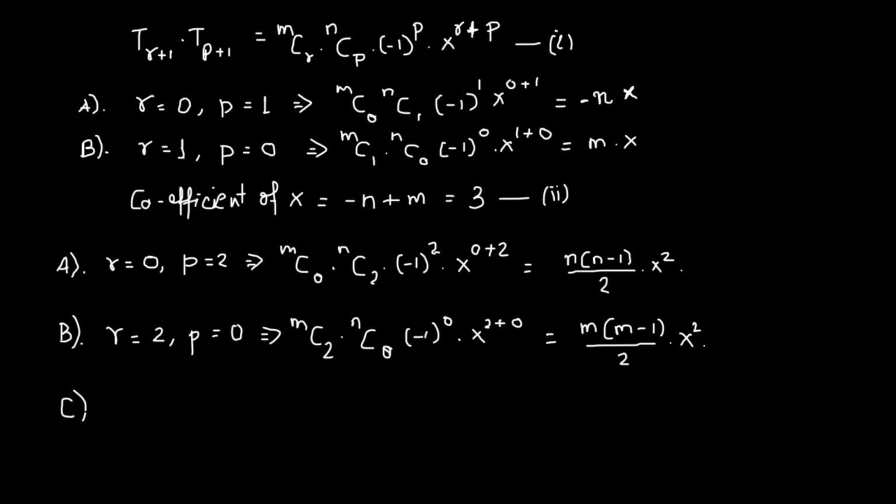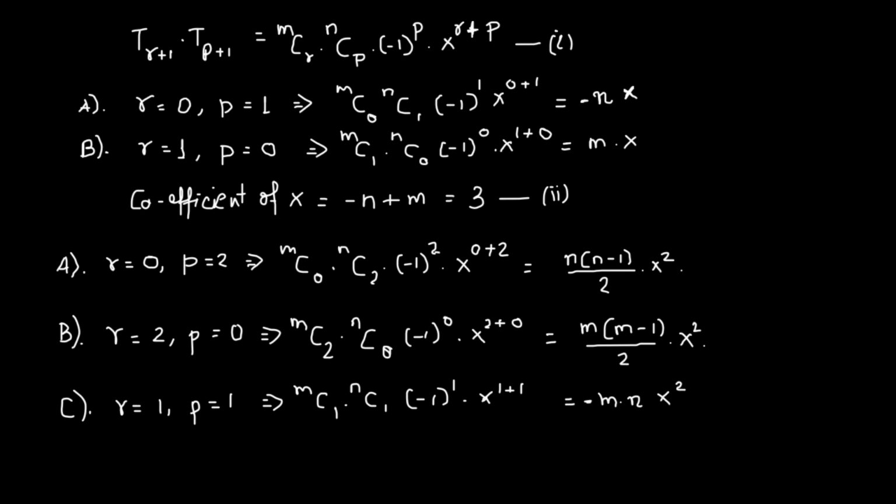And the final possibility could be r is equal to 1 and so is p. And that should give us mC1 times nC1 times (-1)^1 times x^(1+1), which will be equal to mC1 will be m times nC1 will be n, (-1)^1 will give us a negative 1 times x squared.